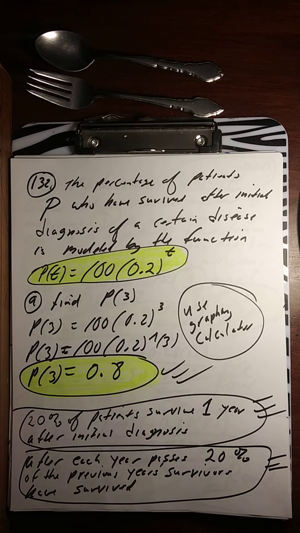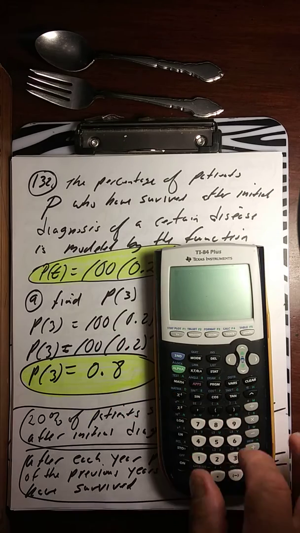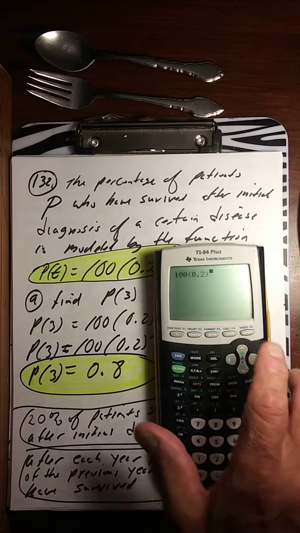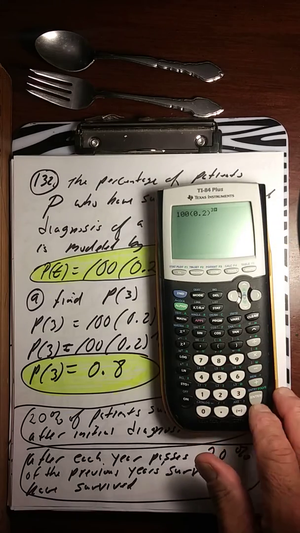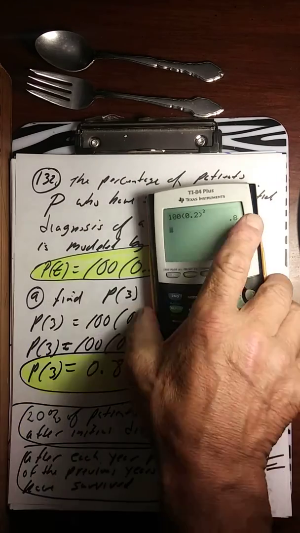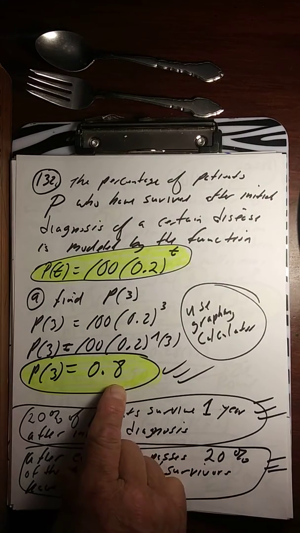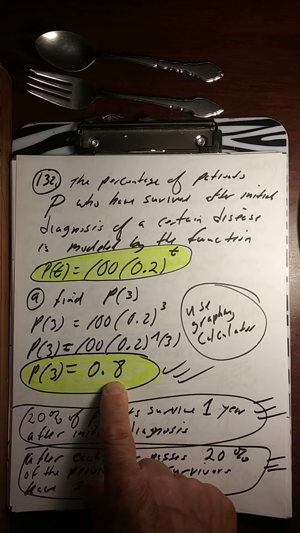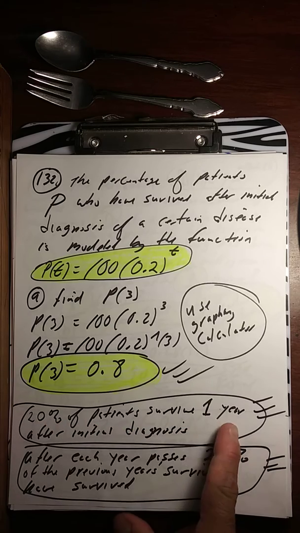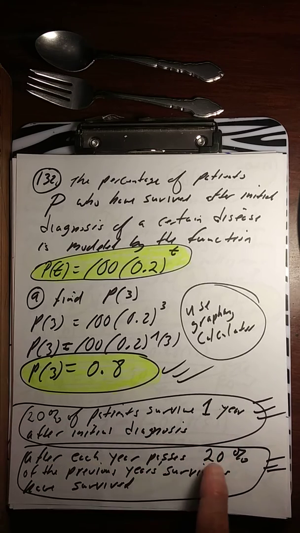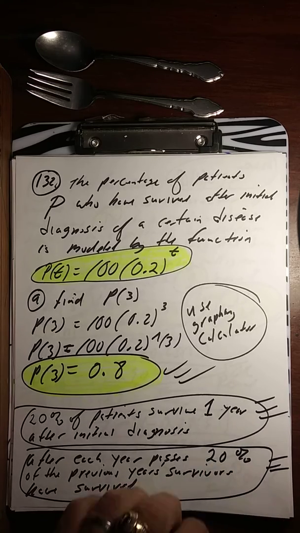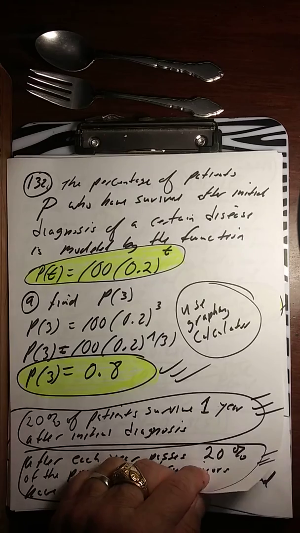Sure, why not? Alright. So 100 parentheses 0.2 to the power of, what is it? 3. And enter. It's 0.8. So after 3 years, a little bit less than 1 patient's left, almost. Everybody else is gone. 20% of the patients survive 1 year after initial diagnosis. After each year passes, 20% of the previous year's survivors have survived. Only 20%. Use a graphing calculator, which we just did.